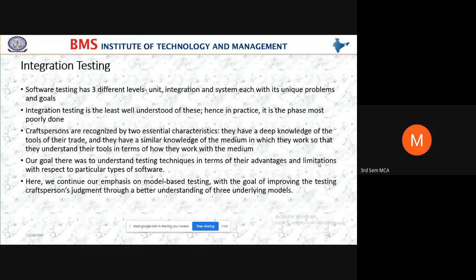Integration testing is the least well understood of these. Hence in practice it is the phase that is most poorly done. So this is the step where testing is most poorly done.